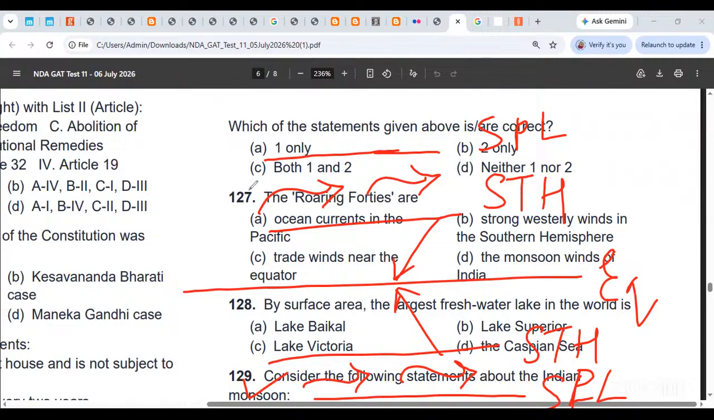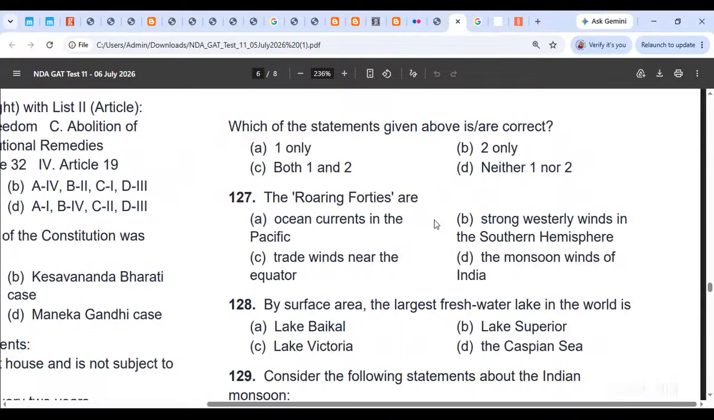And these westerlies in the southern hemisphere get named according to their latitudes. If they are in the 40s, they are called roaring 40s. If they are somewhere in the 50 degrees latitudes, they are called furious 50s. And if they are closer to the 60 degrees latitudes, they are famously called shrieking or stormy 60s. So when we are talking of roaring 40s, we are clearly talking about the strong westerly winds in the southern hemisphere.